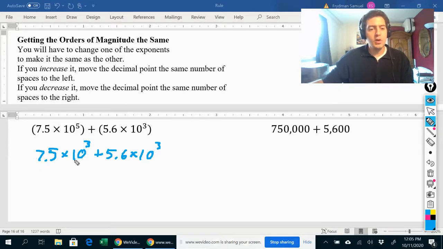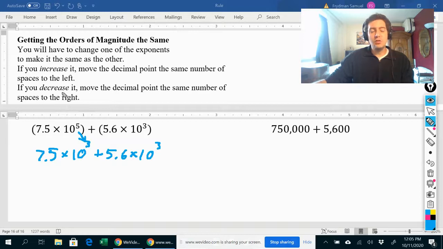all the way through. So anyway, I just changed the 5 to a 3, but when I did that, I changed the value of this number. So 7.5 times 10 to the 5th is 750,000, but 7.5 times 10 to the 3rd is 7,500. So again, I don't want to be changing the problem. I just want to be changing the way this number is written so that I could add it easily to this number over here. So to go from a 5 to a 3, we went down by 2. We decreased that exponent by 2.